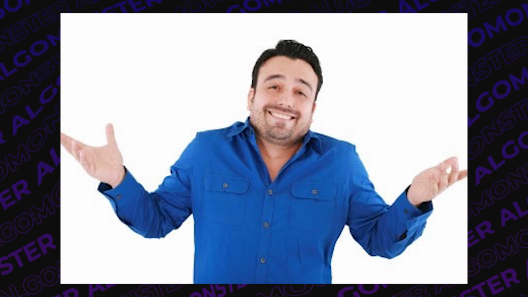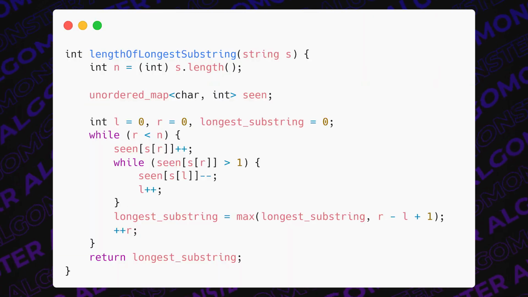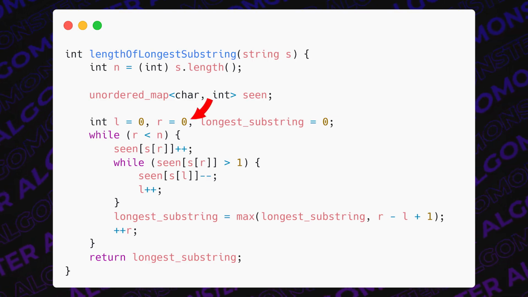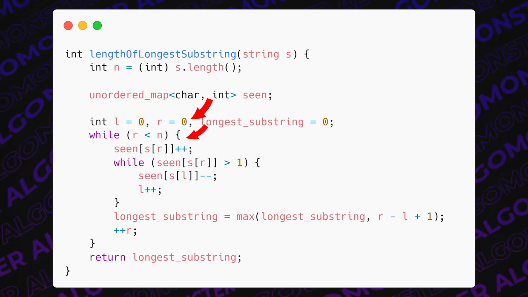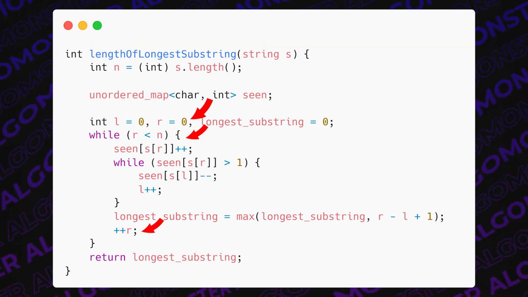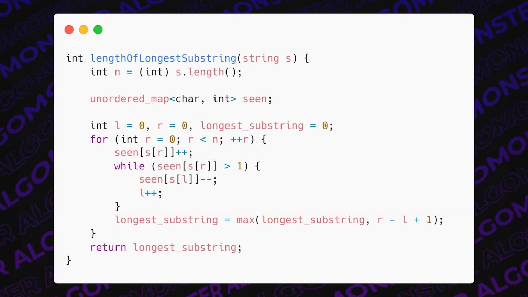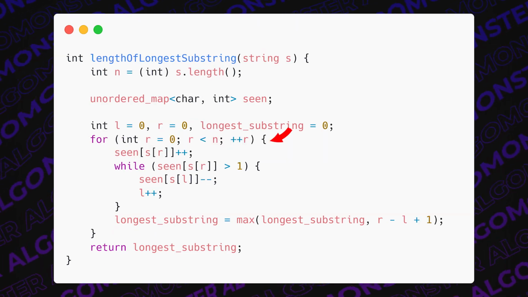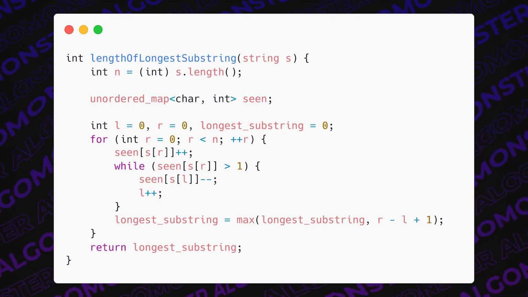Really? Here's an example. Here is the solution to the longest substring without repeating characters. As you can see, we have int r = 0, while r is less than n, and then at the end of this while loop, we increase r by 1. But what's the point of this? We actually see that it's exactly just like a for loop, so why don't we just write it as a for loop?